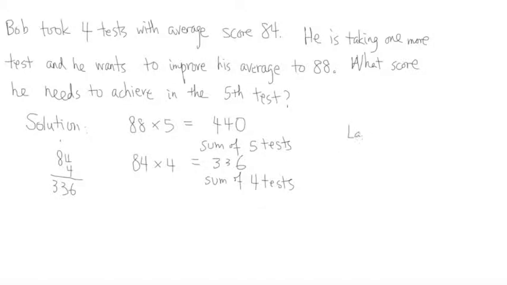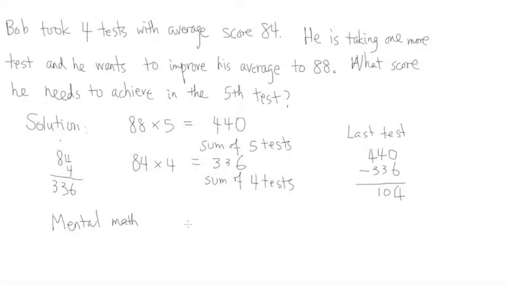The last test, the score will be 440 minus 336, which will be 104. Okay, so that solved the problem. So this is rather an easy problem to solve. But I want also to illustrate that with mental math, you can even do it easier.